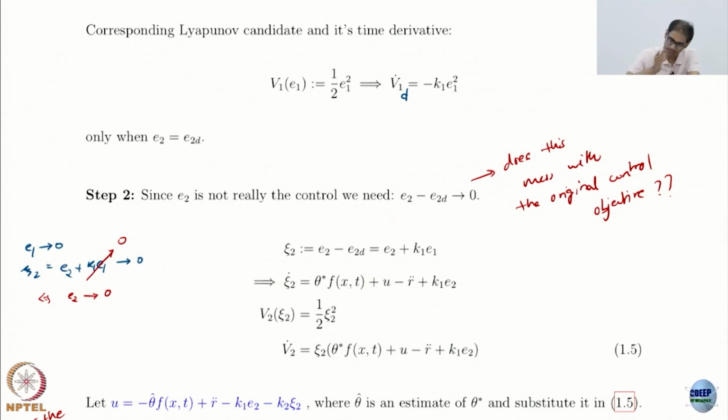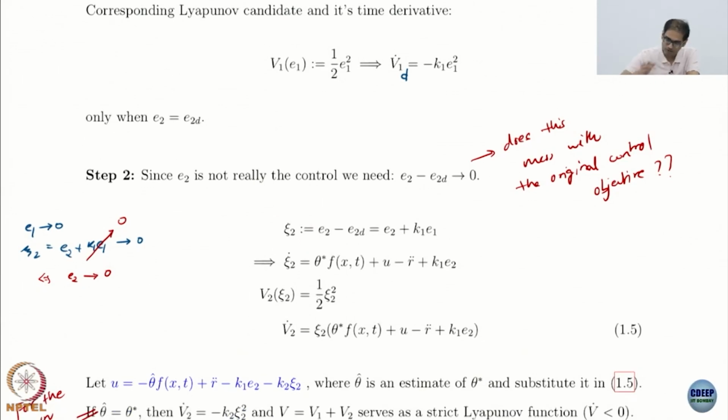Okay, what is the backstepping error? It is this E2 minus E2 desired. Because we can't make E2 equal to E2 desired, we try to drive E2 to E2 desired. This is the idea of backstepping. So what is E2 minus E2 desired? It is E2 plus k1 E1, and this is what I denote as psi2.